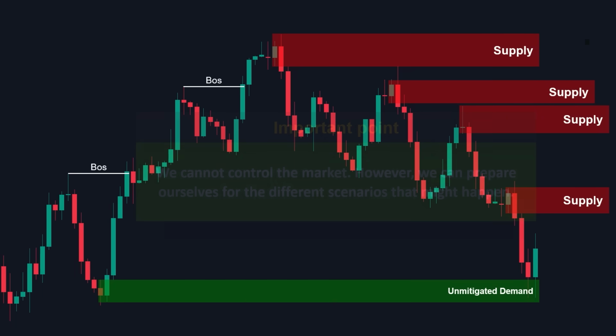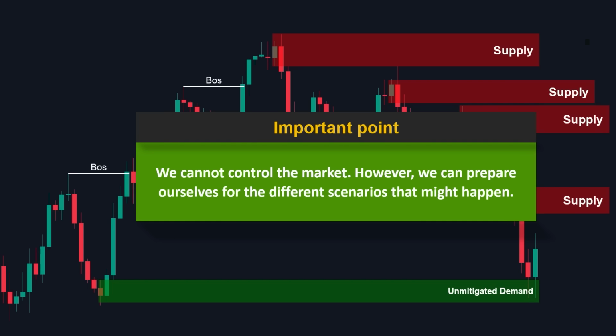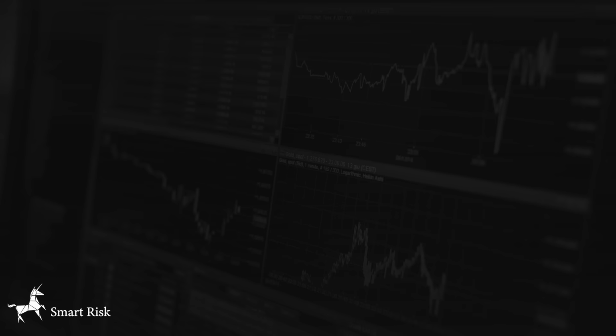Now, here is an important point. We cannot control the market. However, we can prepare ourselves for the different scenarios that might happen. Let's move on to the next topic: smart money market structure.